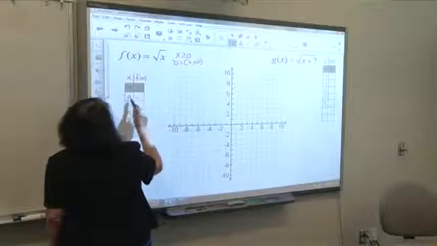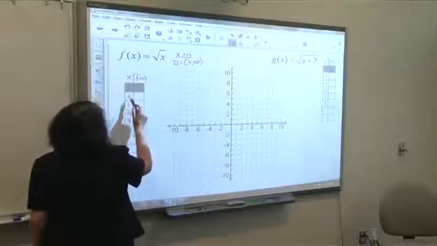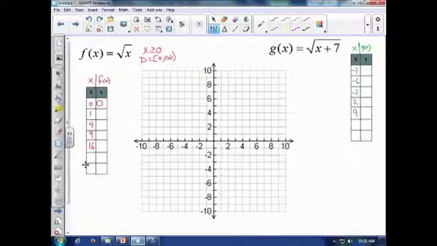So I'm going to start at 0. You know that y is the same as f of x. If x is 0, the square root of 0 is 0. If x is 1, the square root of 1 is 1. If x is 4, the square root of 4 is 2. If x is 9, the square root is 3. If x is 16, it's 4, and so on. I chose numbers that are perfect squares just to make it easier. You don't have to. Sometimes you can approximate the square root if you can't come up with perfect squares.